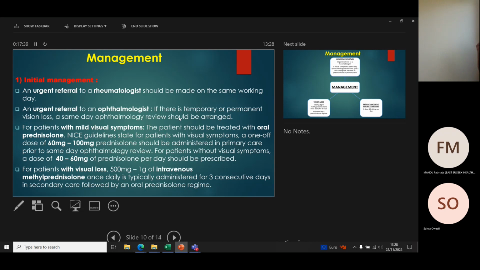One referral is for rheumatology on the same day. One referral to ophthalmologist on the same day if there's any visual disturbance. If there is minor visual disturbance, we can start with prednisolone, 60 milligram or 100 milligram. If there is any severe visual disturbance or a partial or complete loss of vision, at that time we can start 500 milligram to 1 gram intravenous methylprednisolone for 3 subsequent days.